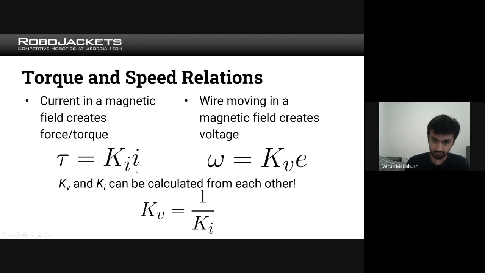And these two quantities, Ki and Kv, are based on the materials inside the motor. They're based on the magnetic field. They're based on the size of the motor. And they're actually both related to each other. Kv is just 1 over Ki.